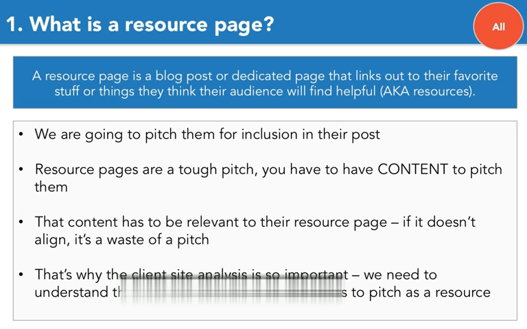So again, even if you've got content on your site, if the Huffington Post has an article that's 20 best resources for email marketers, and the post that you have is about SEO or about pay-per-click marketing, it's not a fit. They don't align. It's a waste of time. Don't even bother pitching them. Sometimes that will require you to create content, and that's really why the client-side analysis is so important, because we need to understand the content that we have available for us to pitch as a resource.